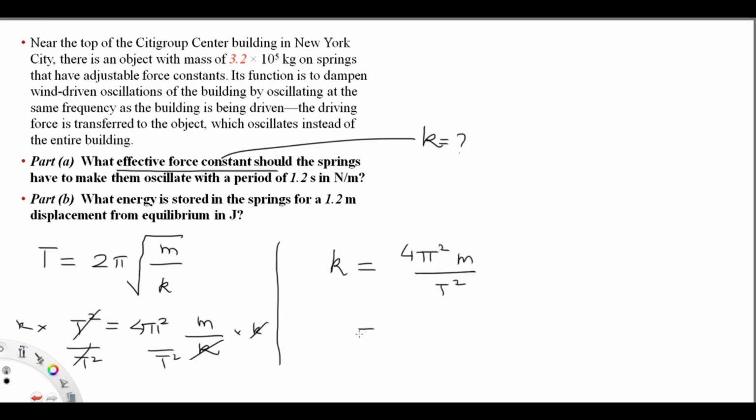Okay. So 4 pi squared, mass is 3.2 times 10 to the 5th kilogram, over the time period, 1.2 second, squared. Okay, so you do the math, that will give you the spring constant in Newton per meter.